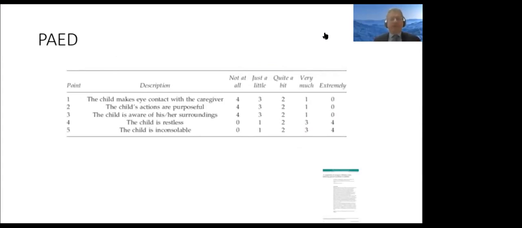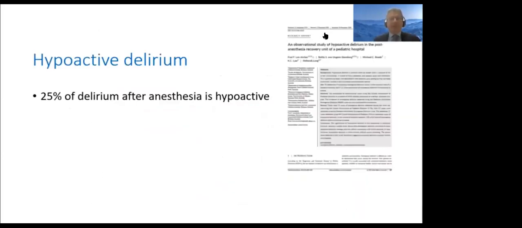measures 5 different dimensions on a 4-point scale. 4 of those dimensions are really delirium and 1 measures agitation. The Cornell assessment of paediatric delirium was originally designed for children in ICU, but can also be used in a post-operative setting. This measures 8 dimensions with a 0 to 4 scale, and all those dimensions are basically measuring delirium rather than agitation. One recent paper showed that hypoactive delirium occurs in about 25% of post-operative delirium.